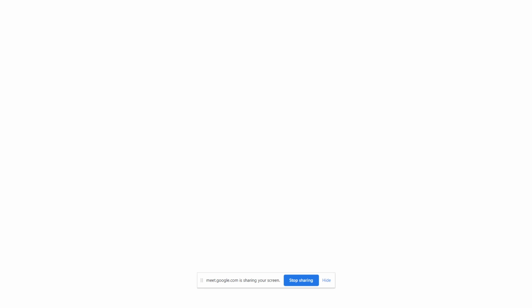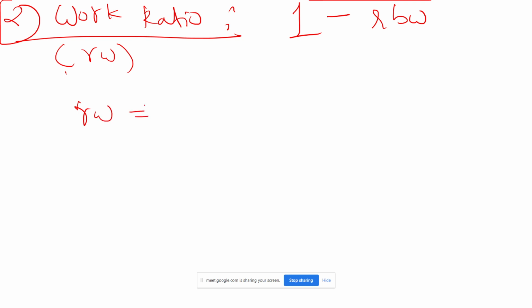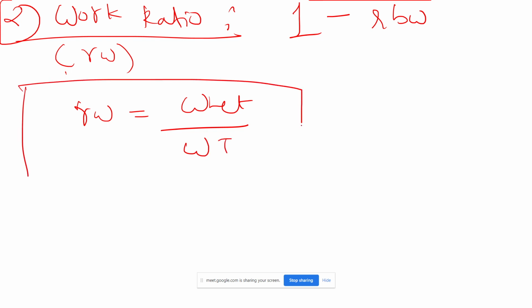Continue. Now the second terminology which is important is work ratio. What is the work ratio? Work ratio is nothing, just you subtract the back work ratio. It is called the work ratio, given by RW. You can write the work ratio as the net work which we want upon the turbine work. From that also you can calculate.